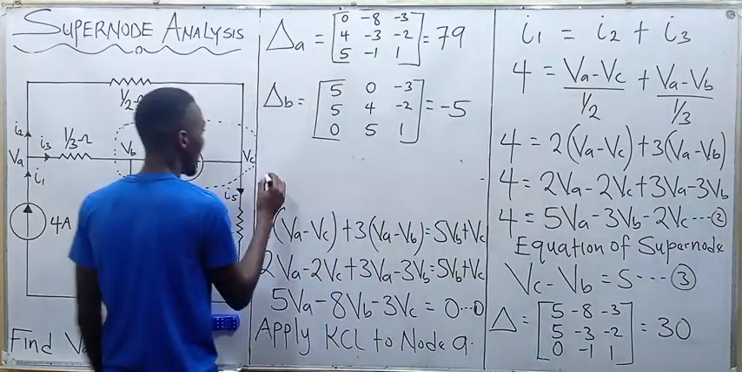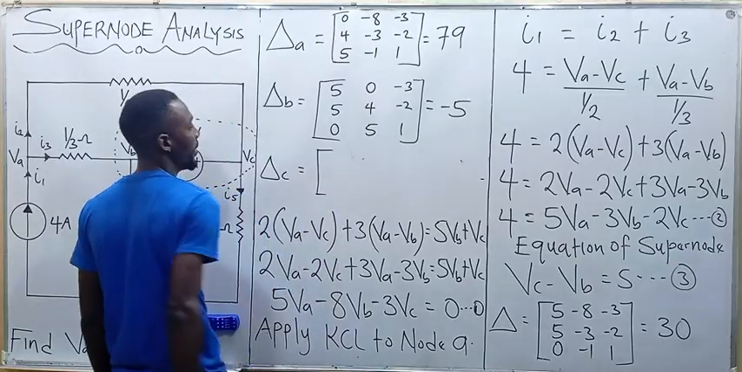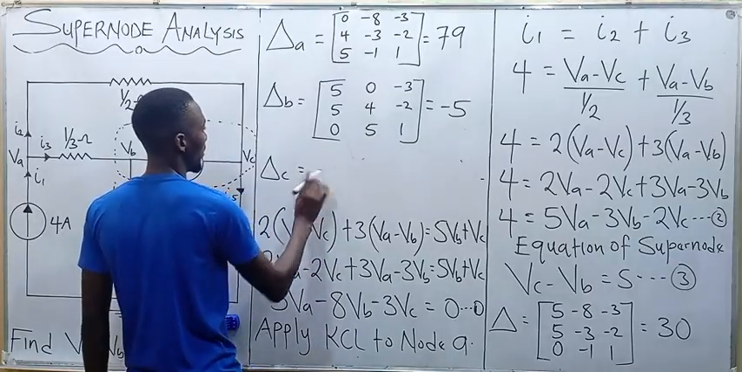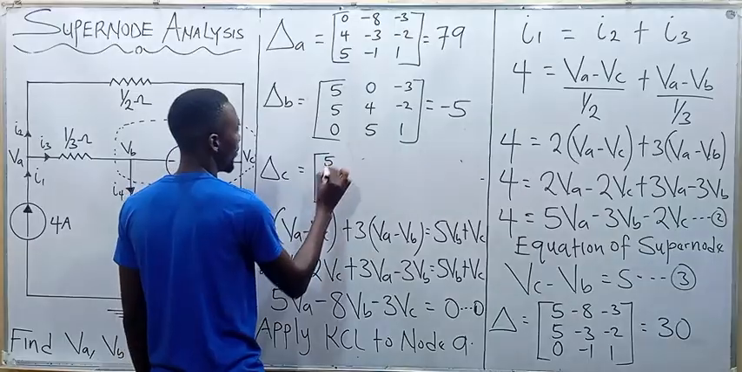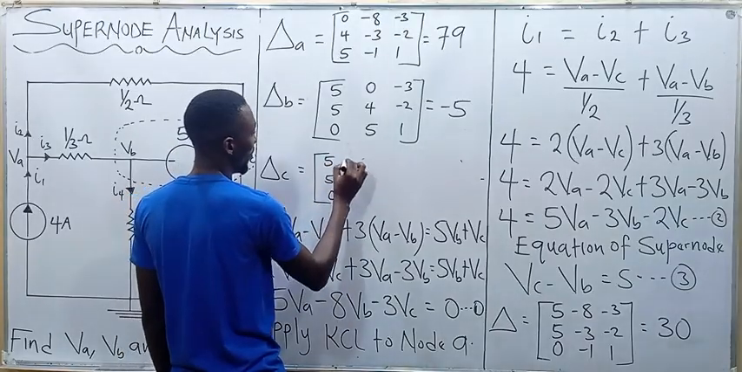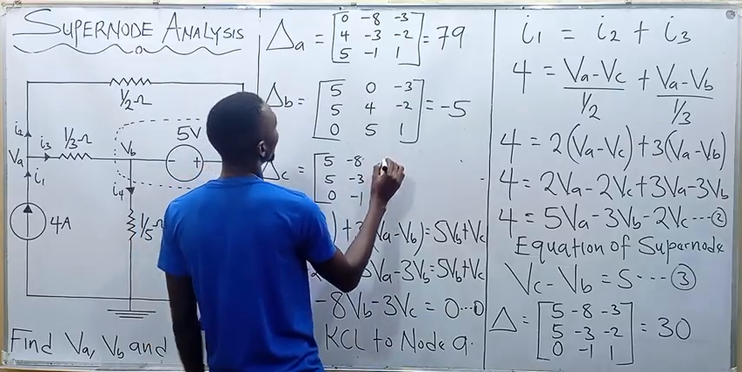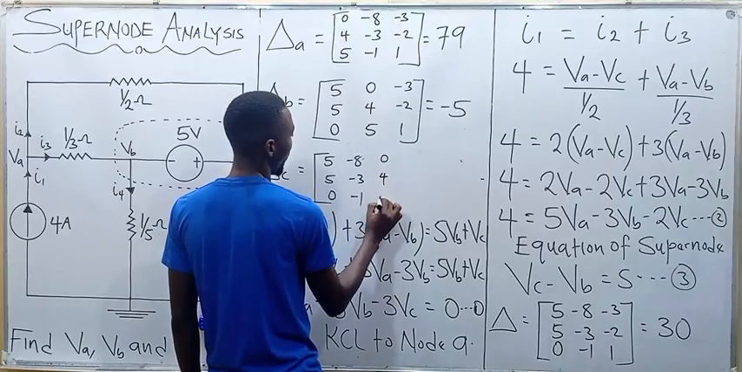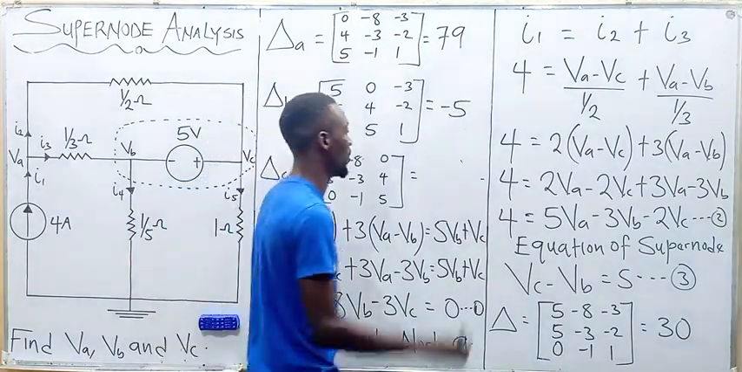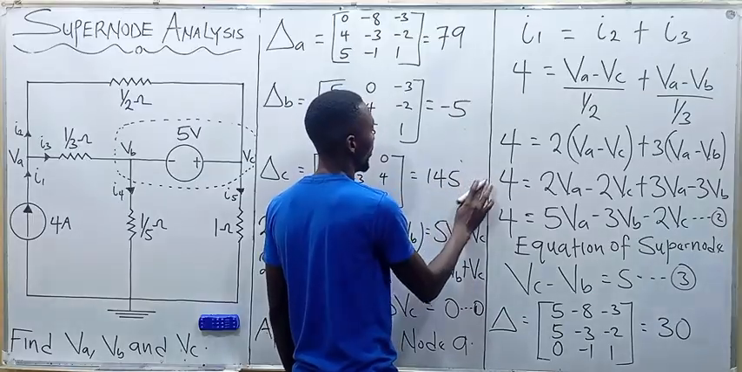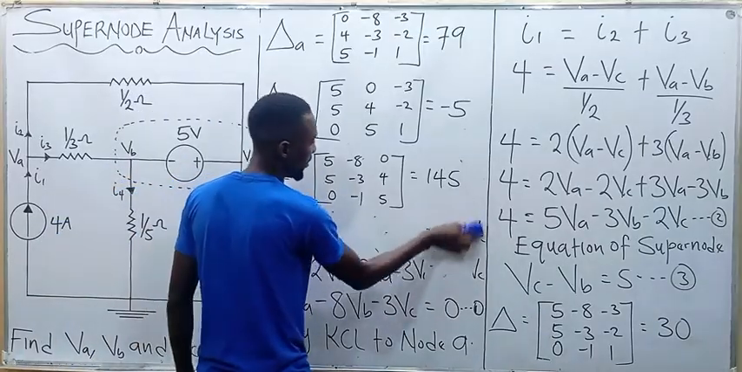All right. So the change in C is going to be equal to 5, 5, 0, -8, -3, -1, and this is going to be 0, 4, and 5. So by the time you find the determinant of this, you are going to have 145. All right. So now we can therefore find the values of VA, VB, VC.